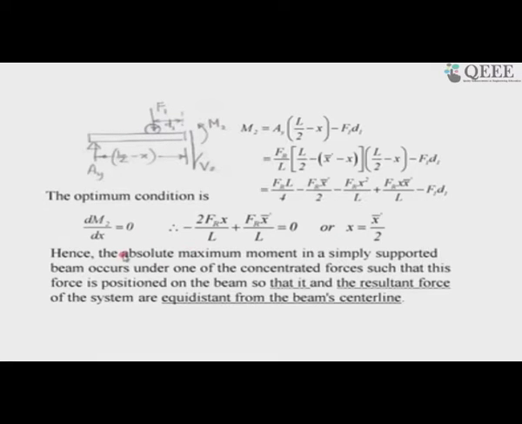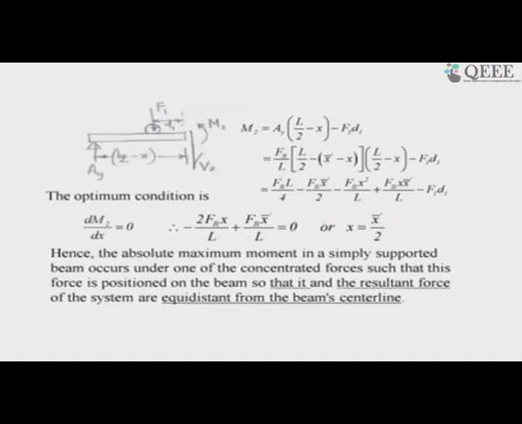It says the absolute maximum bending moment in a simply supported beam occurs under one of the concentrated forces, such that this force is positioned on the beam so that it and the resultant force of the system are equidistant from the beam's center line. Once again, read that. You will arrive at this conclusion that x is equal to x dash by 2.